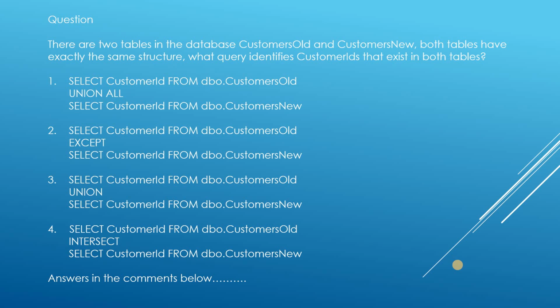So we've got some examples of some SQL scripts here. There are 2 tables in the database, customers old and customers new. Both tables have exactly the same structure, and what we want to identify is the customer IDs that exist in both tables. So I've written out some statements here, and what you need to do is put the correct statement in the comments below. We're doing the same select from both tables, we're just looking at customer ID. So should we be looking at using union all, except, union or intersect? And like I say, put your answers in the comments below.